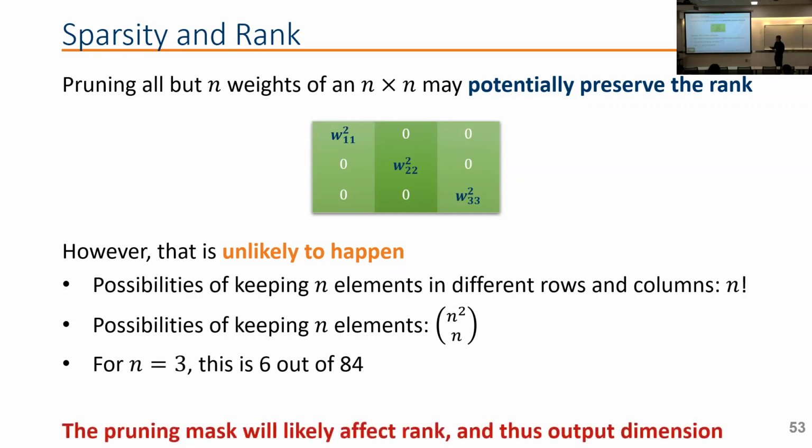Which means that this pruning mask, we usually talk about pruning mask when we talk about where we're putting the zeros, is definitely going to affect the rank and definitely is going to affect the dimension of the output, which is where things are going to get interesting in terms of the number of linear regions that we can define.